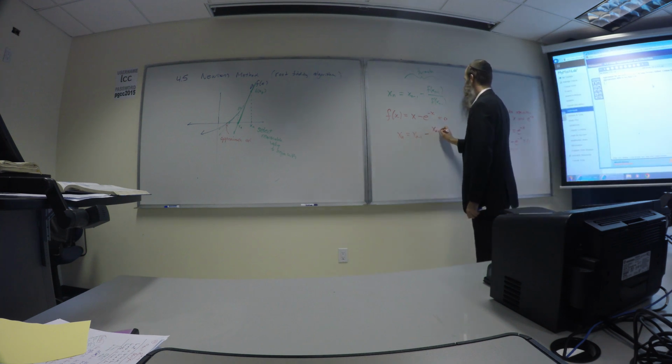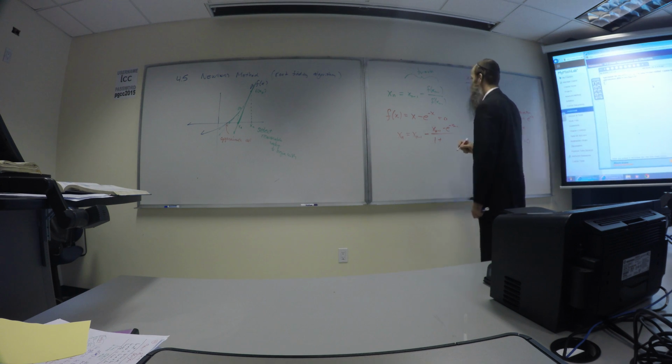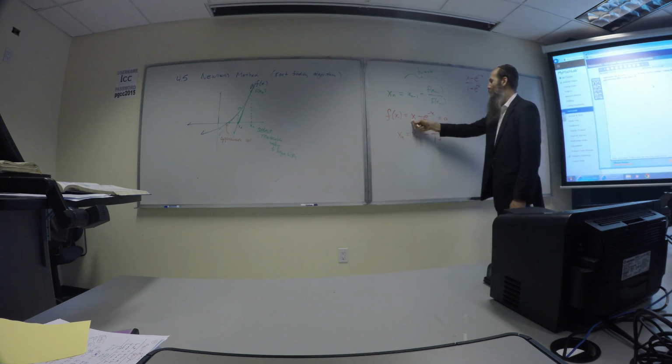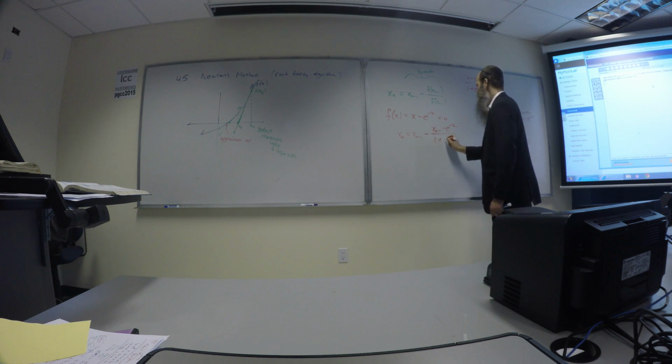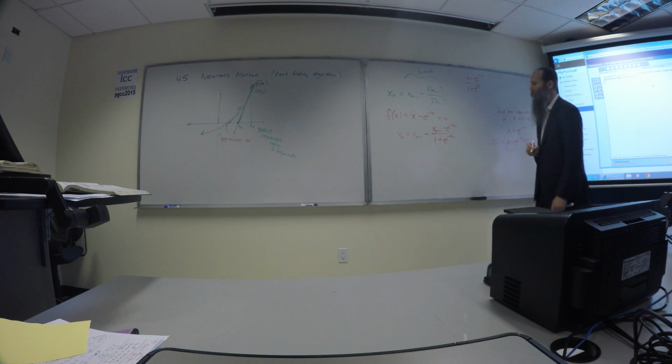So x previous minus e to the negative x previous over 1 plus e to the negative x previous. Why is it 1 plus e? Yeah. That's the derivative. 1, and you do the chain rule on this, the negative comes down. Okay. 1 plus e to the negative x previous. So there's our formula.